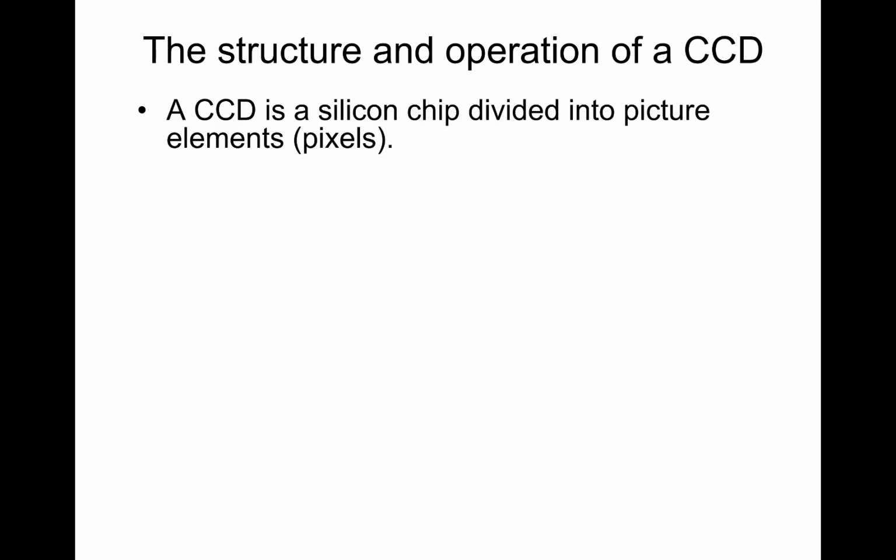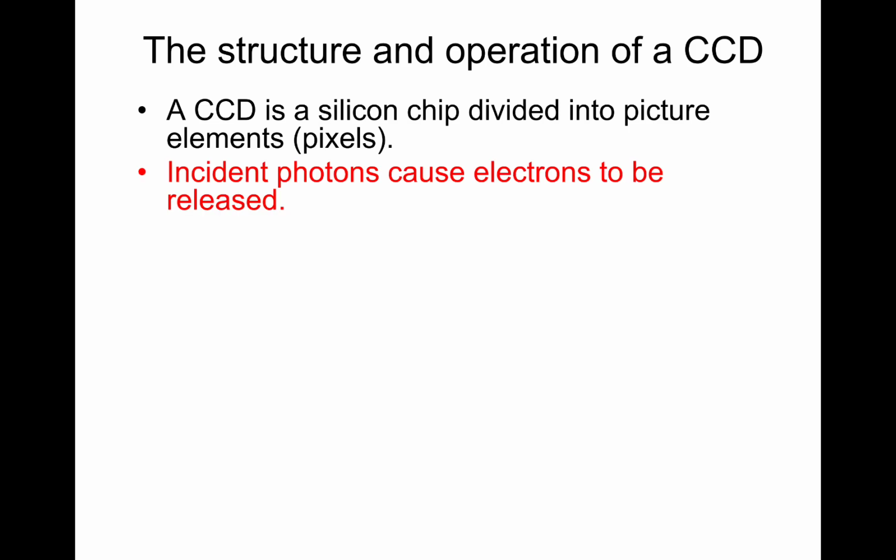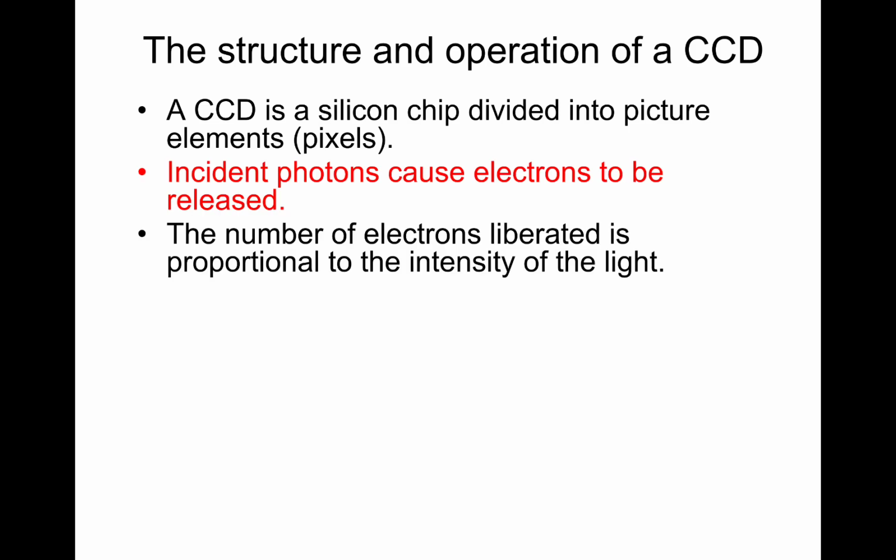So let's look at the structure and operation. It's a silicon chip divided into picture elements, or pixels. Incident photons cause electrons to be released, and the number of electrons liberated is proportional to the intensity of the light. So intensity is basically the amount. It's nothing to do with the individual energy of the incoming photons.